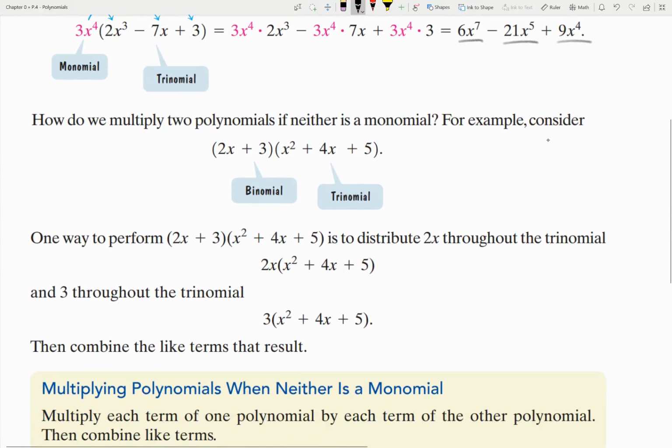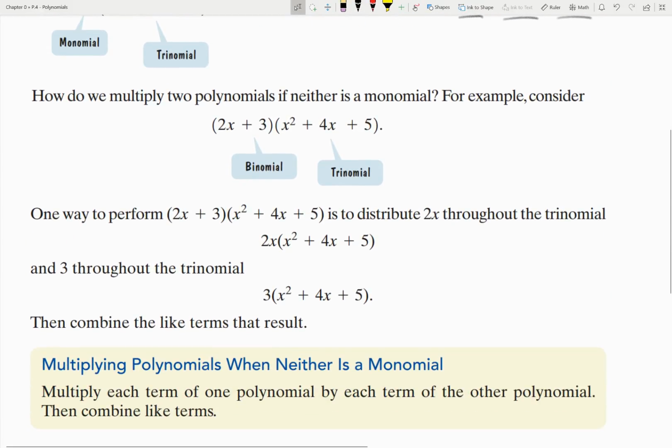When you have two polynomials and neither is a monomial, one way to do this is to distribute the 2x and then the 3 and then combine the result. So that means we're going to distribute the 2x across, then we're going to distribute the 3 across, and then we're going to just combine all of the like terms. And that is a method that works no matter how big or small the two polynomials are.